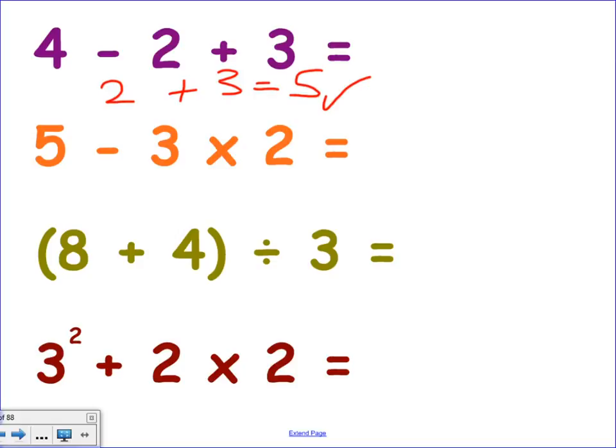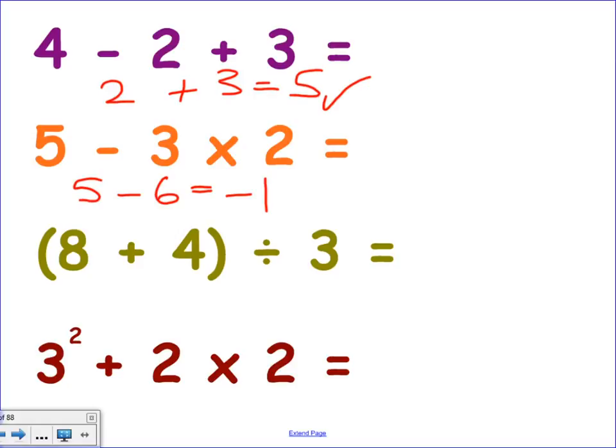Next one. What do I do first? Good. Because multiplication and division come before addition and subtraction. So this becomes 5 minus 6, which is minus 1. I'm starting at 5 and I'm going 6 that way, so I go past 0 to minus 1. This is bigger than that, so it's going to end up negative, isn't it? Be careful of negative numbers.